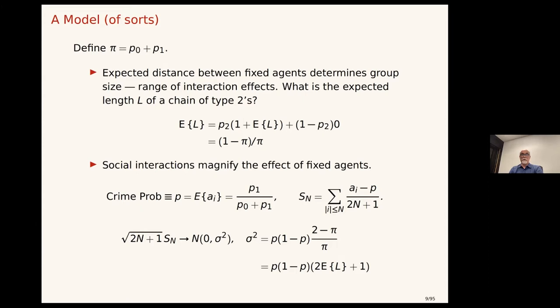And that turns out to be this number (1 minus pi) over pi, which is the odds ratio of uncommitted types to committed types. And we see that if we have very, very few committed types, if the fraction of the population that is committed to being either a saint or a sinner is small, this is going to be a large number.